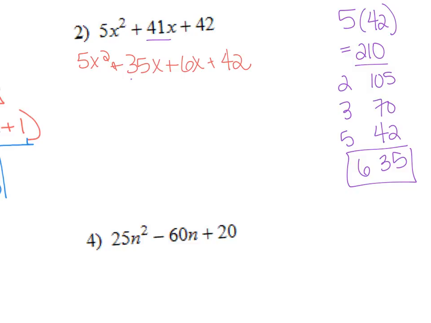Now, let's simplify things out. I'm going to pull a 5x out, because with 35x and 5x, my greatest common factor is 5x. I'm going to have an x plus 7.